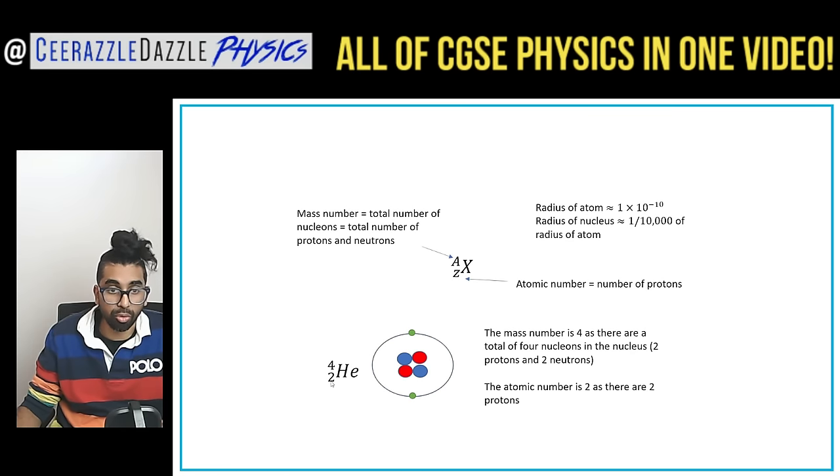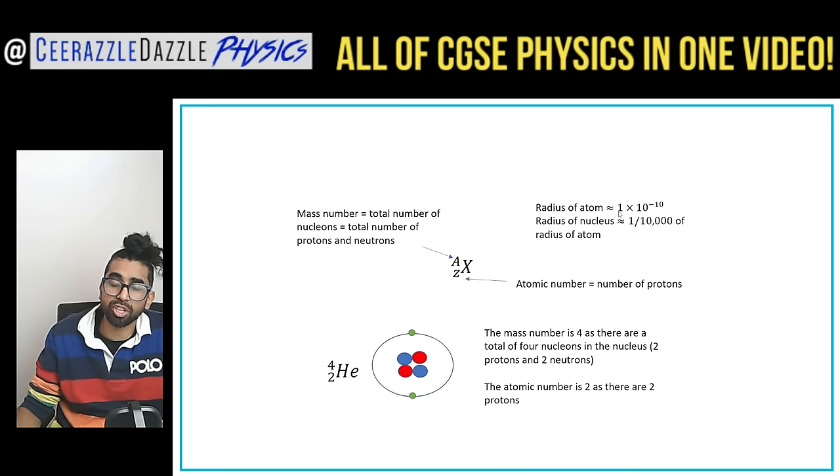So look, this is helium, 4, 2 He. The reason why it's 4 is because there are 2 protons and 2 neutrons. In total, there's 4. But there are 2 protons. That's the reason why the bottom number is 2 over there. And yes, the proton number is usually the number of electrons as well. So there we go. 2 protons, and therefore there are 2 electrons as well.